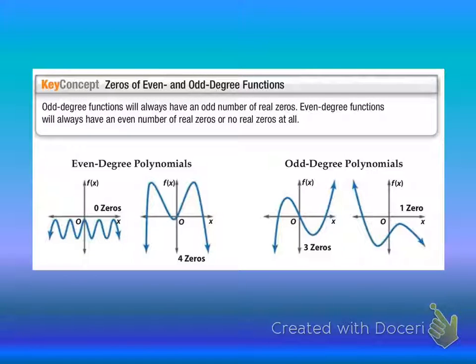The reason the odds have to have an odd number is because you have to start on the top and end on the bottom, or start on the bottom and end on the top. Which means at some point, to do that, you have to cross the x-axis. So that's one. There are no bridges across the x-axis where you can go over it and not touch it at all. You had to touch the x-axis.